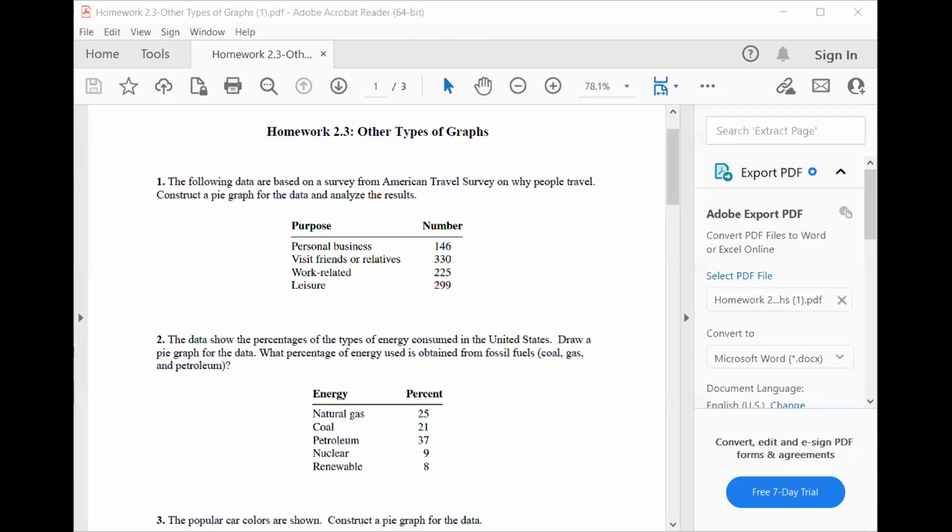Percentages, you can skip that step of having to get the percentages because it's given to you already. Do you know how many degrees are in a whole circle? 360. Right, 360. And do you know how to convert 25% to a decimal?